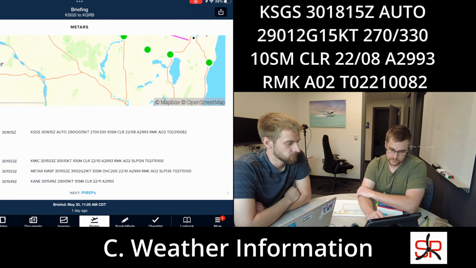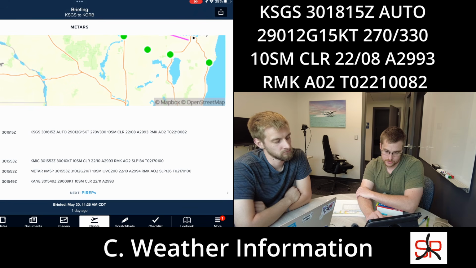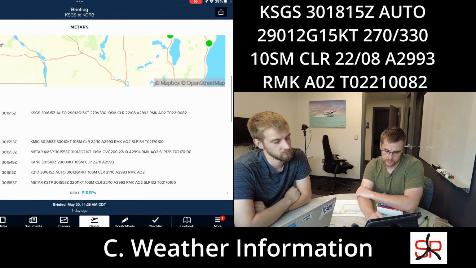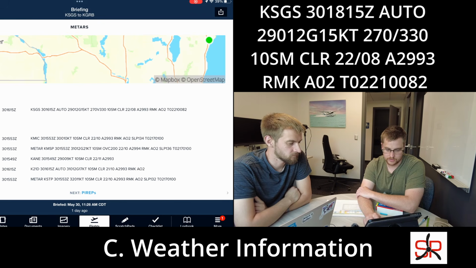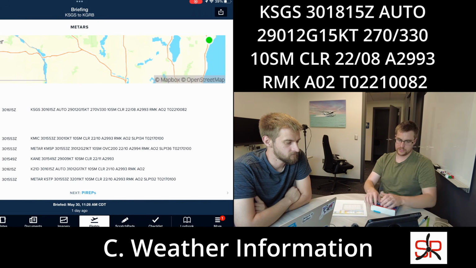I was drawing a blank there. 2,700 feet overcast, 33,000. I'm going to come back to that one. Visibility 10 statute miles, clear. Temperature 22, dew point 8, altimeter 29.93. We have a precipitation discriminator. And then the last bits are more precise temperature and dew point readings.